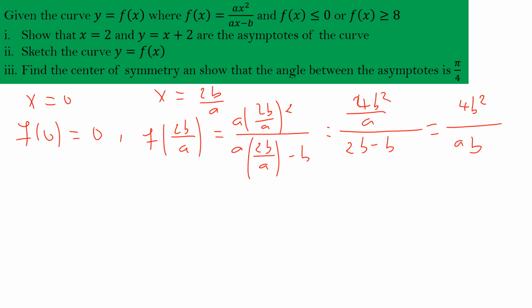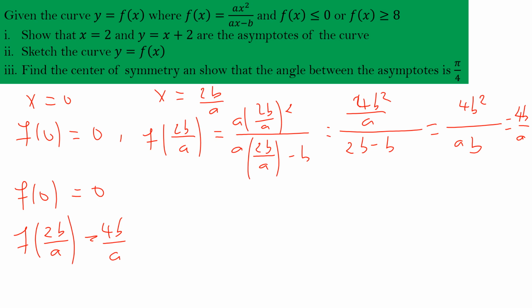So at the end of the day, we are going to have all of this equal to 4b all divided by A when we simplify. So look at it: f of 0 is equal to 0 and f of 2b on A is equal to 4b on A.